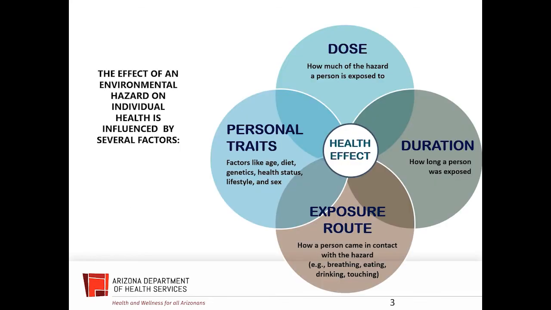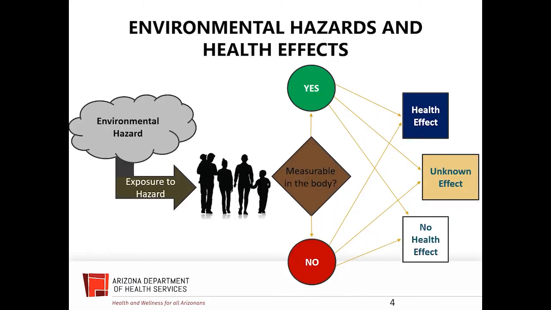Understanding the health effects from an exposure to an environmental hazard is complex and requires information and understanding of several factors. These factors include the dose, how much of the hazard a person is exposed to, the duration, how long a person was exposed, the exposure route, how they came into contact with the hazard, and personal traits like age, diet, and genetic factors. The unique set of factors that determine if a person will get sick from an environmental exposure make it difficult to predict the health effects associated with them.